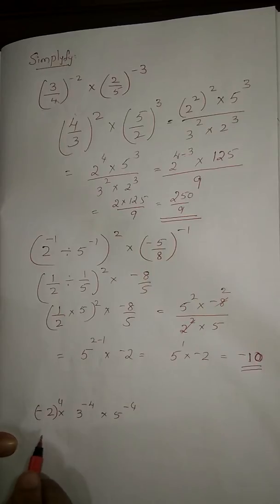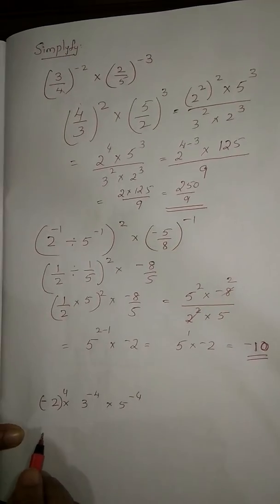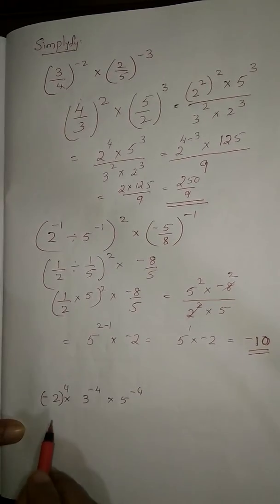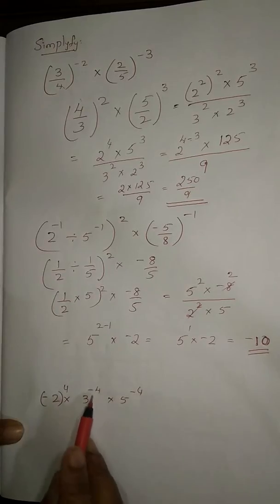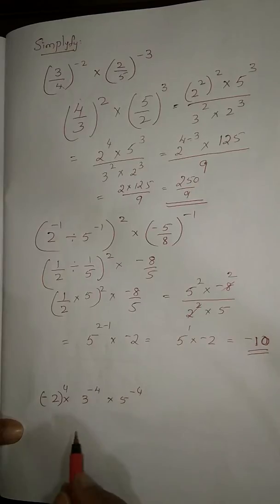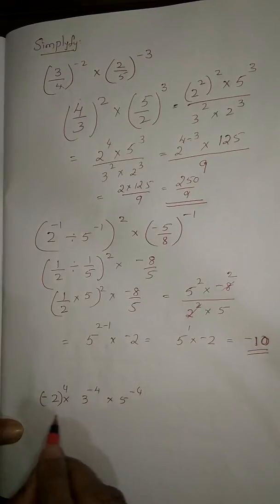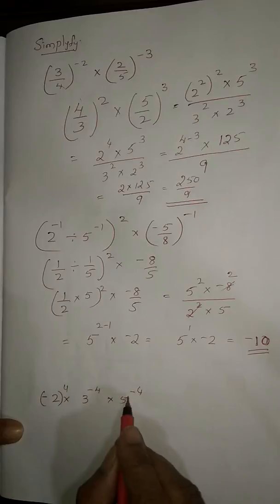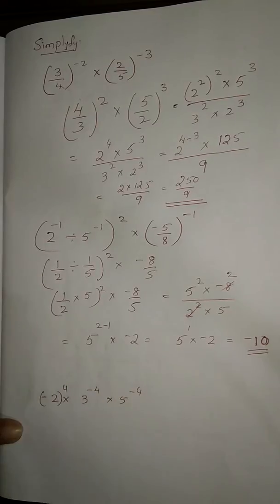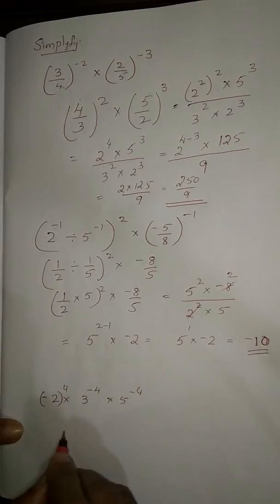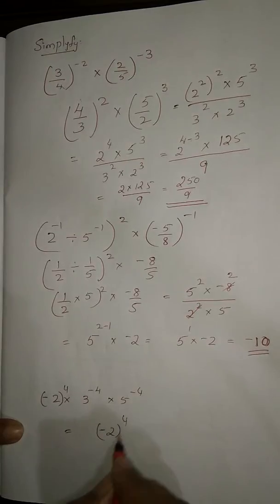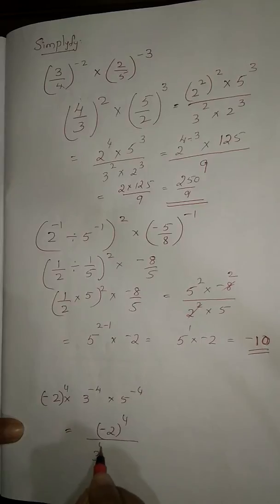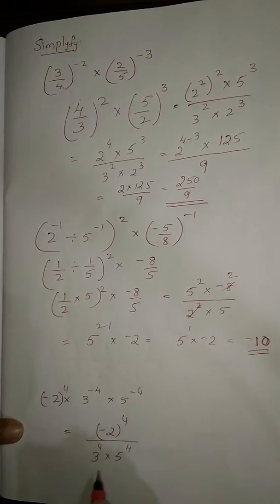Now coming to this problem, (2 to the power of minus 2) to the power of 4 into 3 to the power of minus 4 into 5 to the power of minus 4. So we will again convert this into positive exponent. So this is equal to minus 2 to the power of 4 by 3 to the power of 4 into 5 to the power of 4.